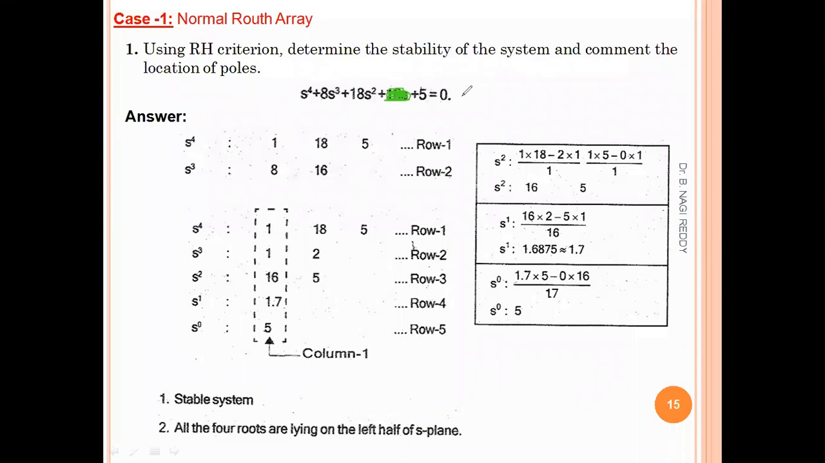If you find any of the S power missing in the given characteristic equation, then you can directly write a statement that according to the Routh-Hurwitz concept, the S power 1 is missing. So that means if any of the S power is missing in the characteristic equation, then that system is completely unstable system.